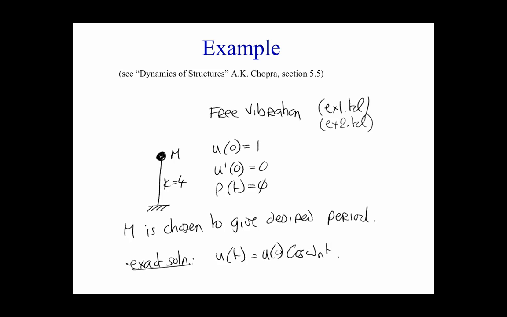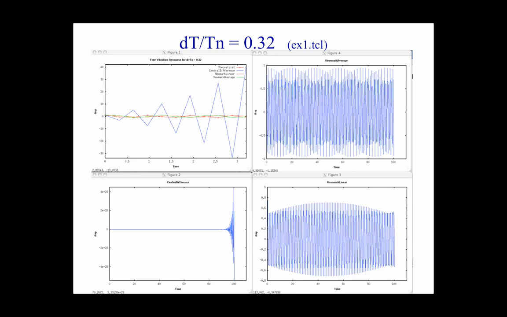So again, I'm just swiping examples straight out of Professor Chopra's book, Dynamics of Structures. So this is the system. So here are results. So this is my delta T over Tn. Basically the theoretical results, central difference, Newmark linear, and Newmark average. As you see, the central difference has a problem. This is what we mean that it's not stable. Central difference has a problem if the delta T over Tn is too big.